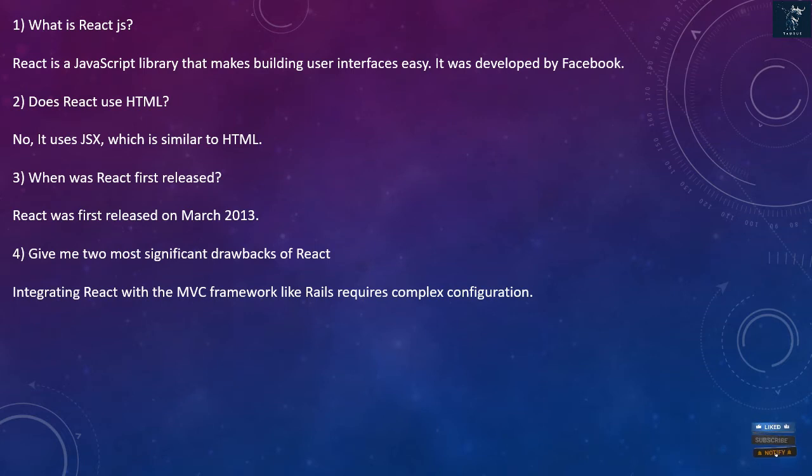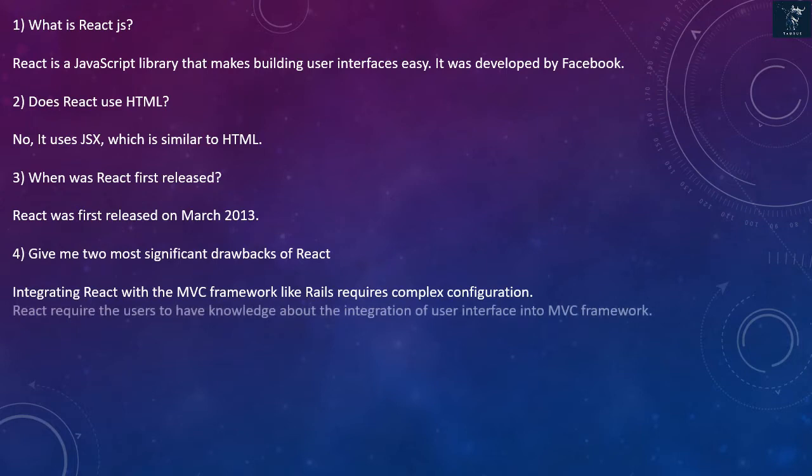3. When was React first released? React was first released in March 2013. 4. Give me 2 most significant drawbacks of React. Integrating React with the MVC framework like Rails requires complex configuration. React requires the users to have knowledge about the integration of user interface into MVC framework.